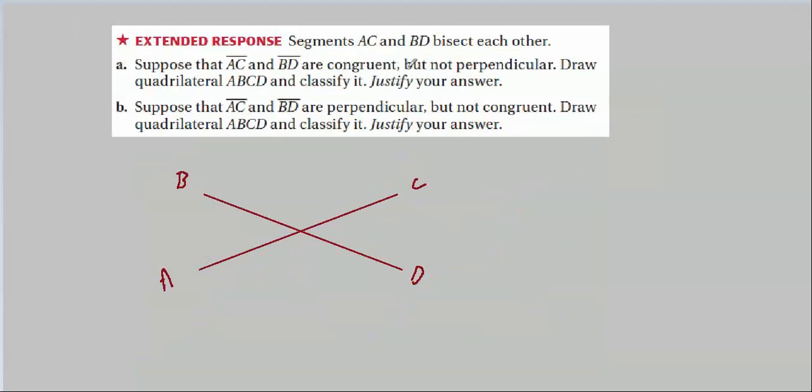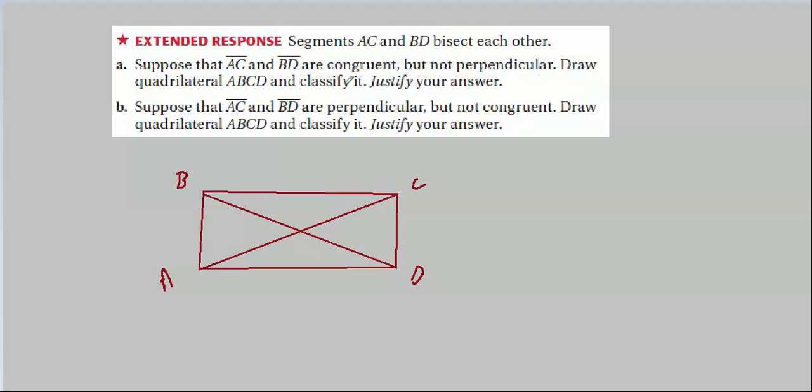Well, here we're given that AC and BD bisect each other. They're congruent and not perpendicular. So I went ahead and drew that down here. Here's AC, here's BD. They're congruent and not perpendicular. Now if we fill these in here, what kind of quadrilateral are we going to get? Well, I drew this very badly, but it shouldn't matter because we need to classify this according to its diagonals.